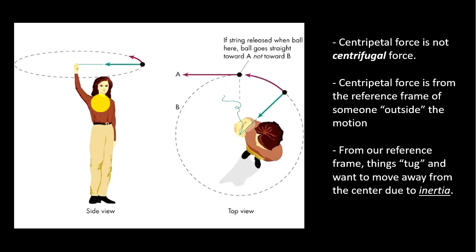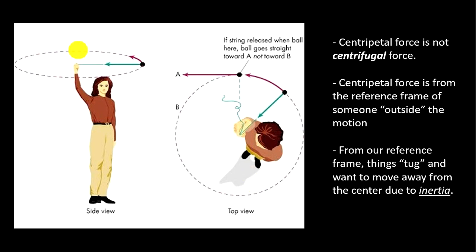I have someone who's standing holding a ball on a string, and they're swinging that ball around in a circle. I have this side view of the individual, and then a top-down view of her as she's swinging the ball around.